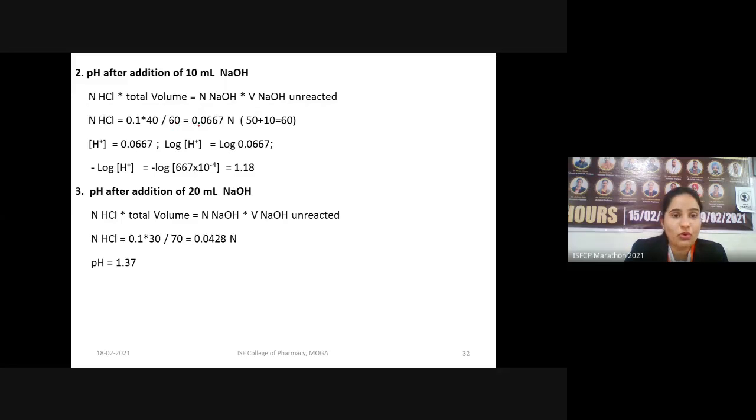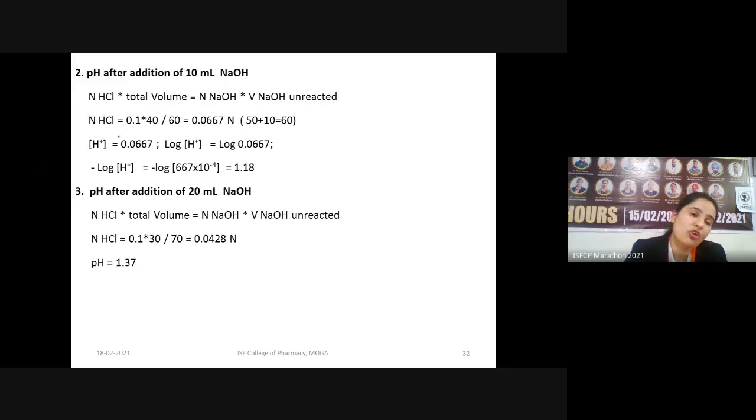So on simplification, we get the normality of HCl, that is 0.0667 normal. So what is the normality of HCl solution? That comes out to be 0.0667 normal, and this is the normality.